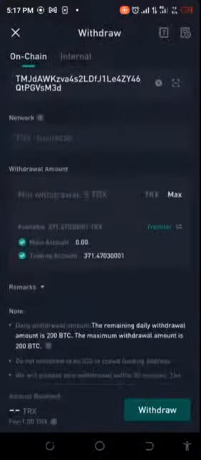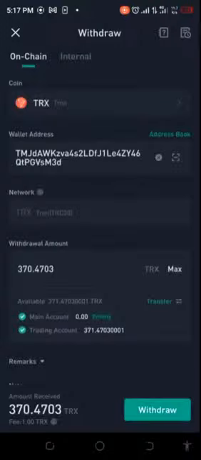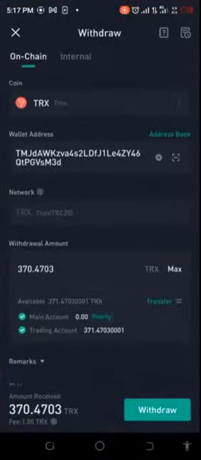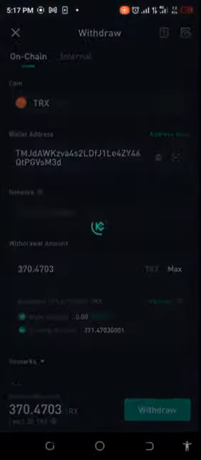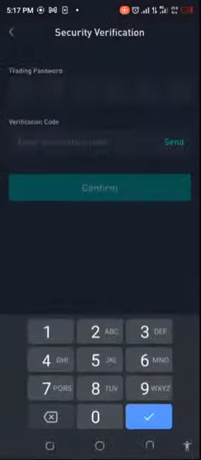Okay, and then I hope everything is there in. Okay, max, everything. Of course, it's going to take its own delivery fee, which is 1 TRX, okay? So that's what it's going to give us. Let's now click on withdraw. Yeah, we're putting in all the verifications and we'll be back.